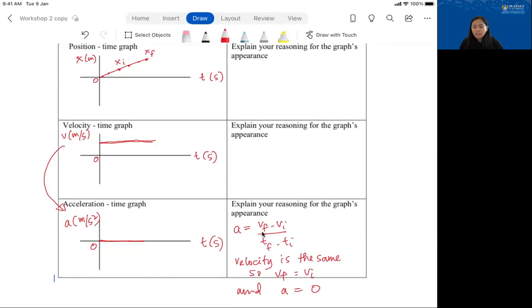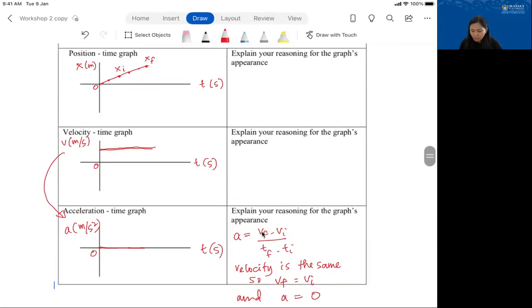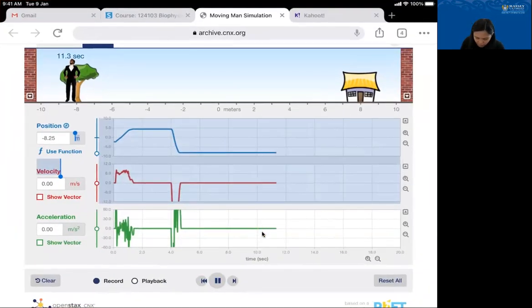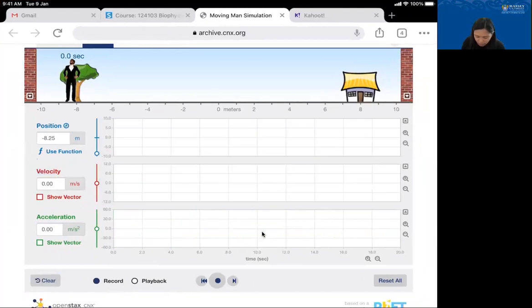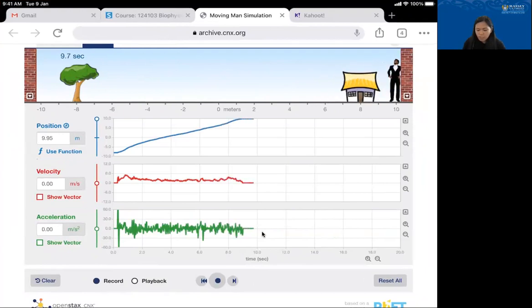Right. Okay, and then I will let you play with the moving man. We can actually just look at that in the moving man simulation, right? If you move the man with a constant speed, all the way up there. Yep, you see how the position time graph is roughly a straight line graph.